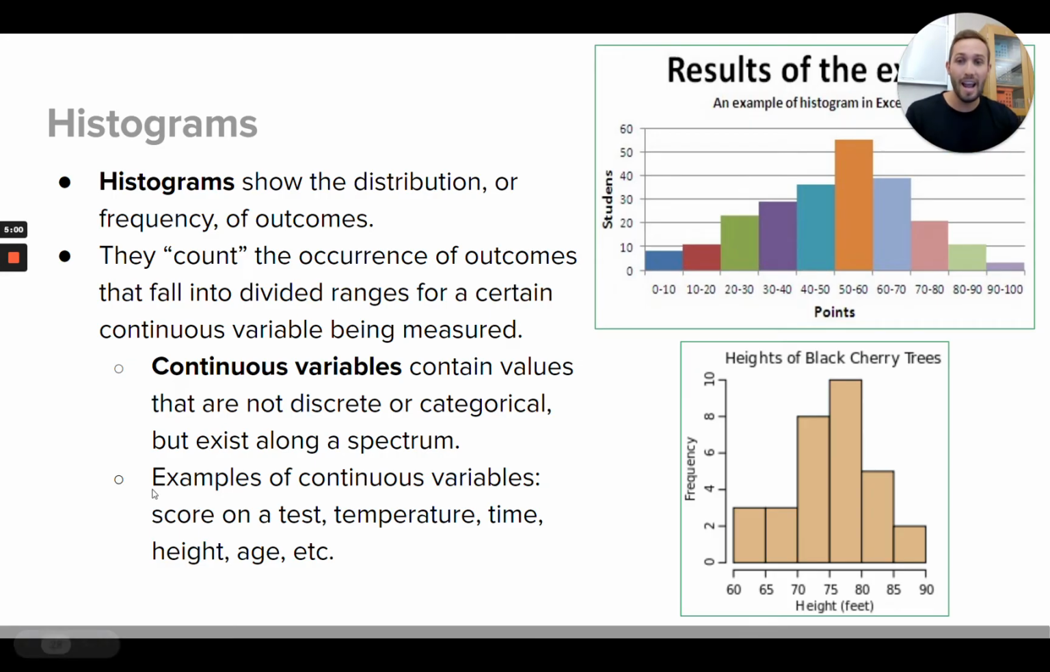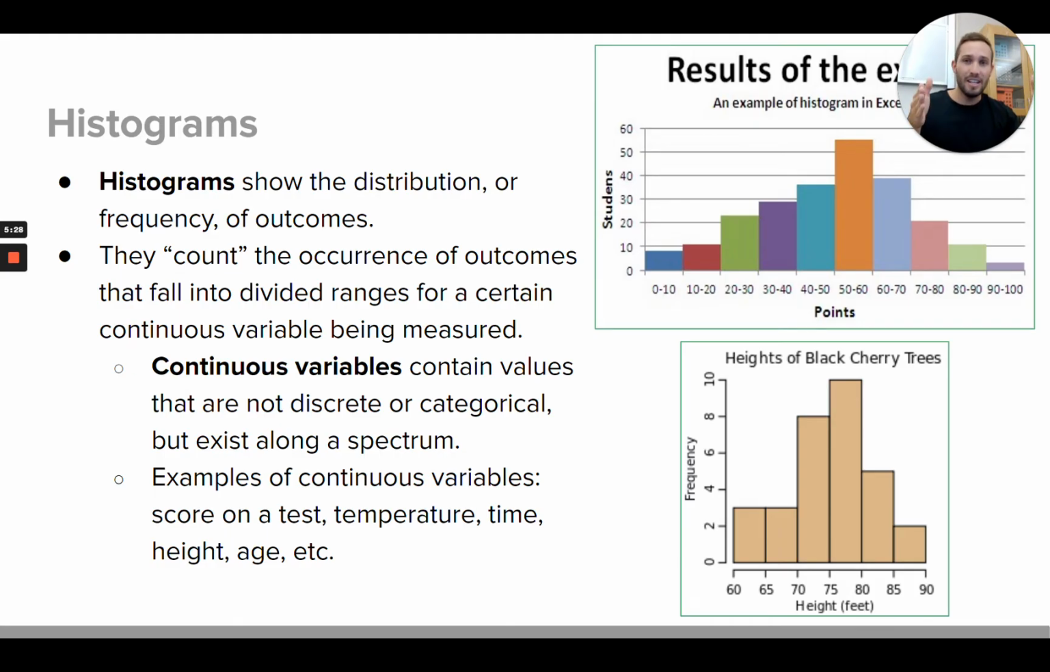Height, like I already said, age, those are all continuous. And so what we do in a histogram is we're trying to take measurements that exist along a continuous range, and we're figuring out how many times the measurements we're taking fall into specific ranges that we've set up along that continuum.